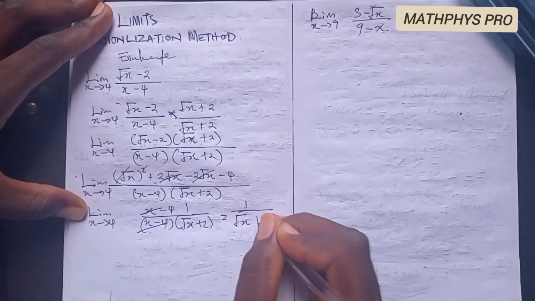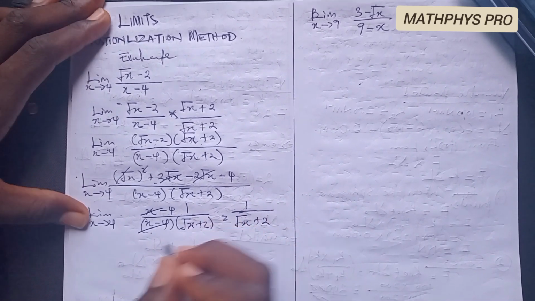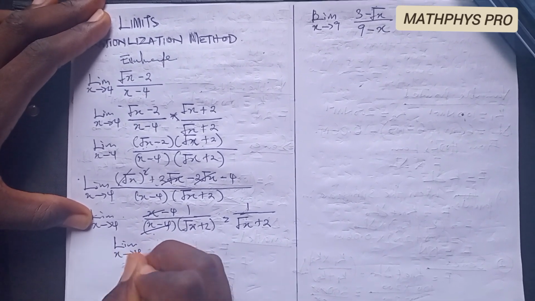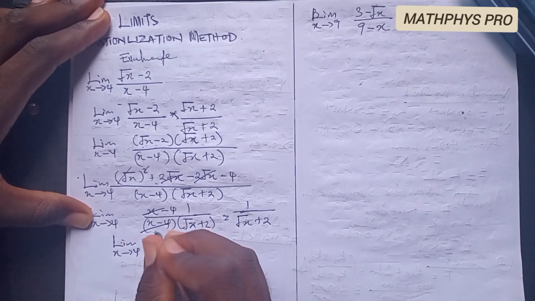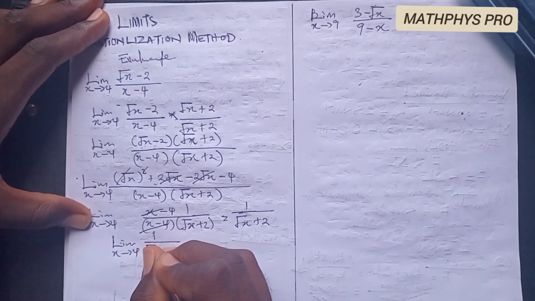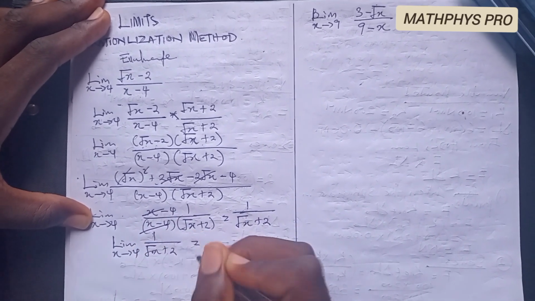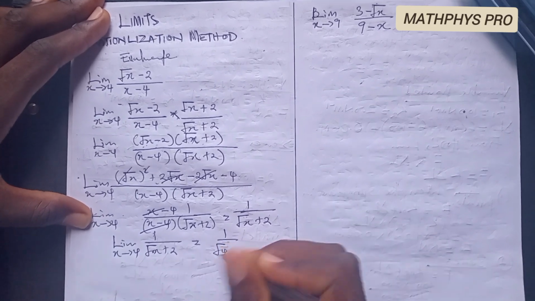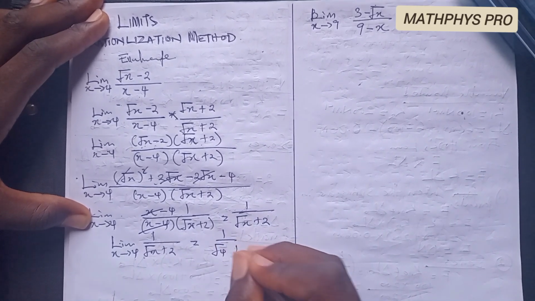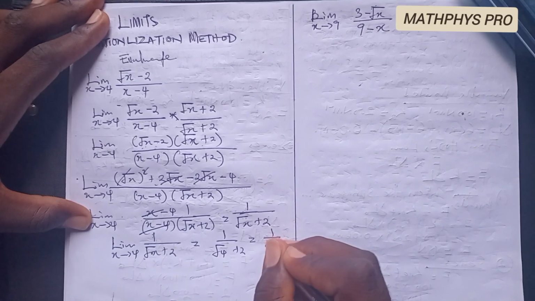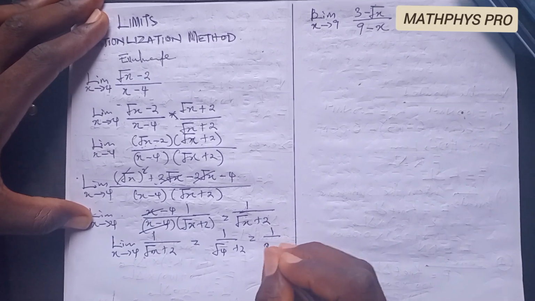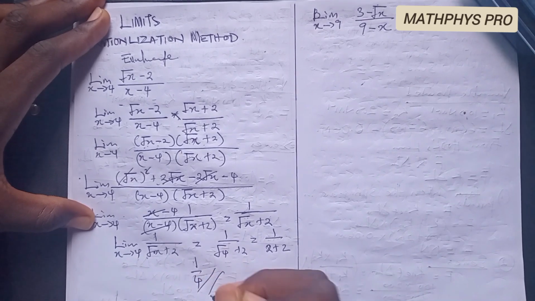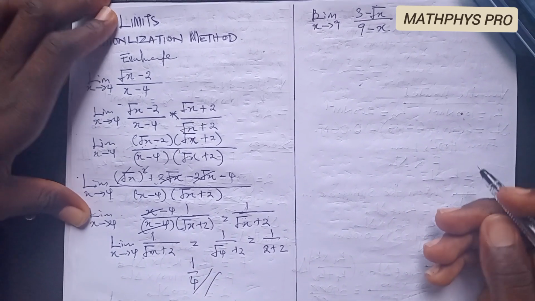root x plus 2. So we say the limit as x approaches 4 of 1 over (root x plus 2) equals 1 over root 4 plus 2, wherever we see x, we put 4. 1 over root 4 is 2, so 2 plus 2, which is 1 over 4. Our answer is 1 over 4.